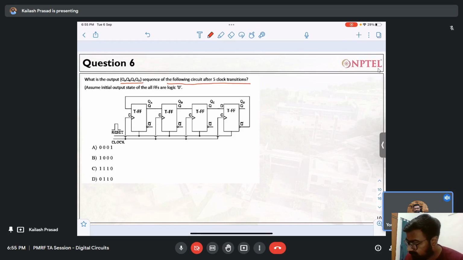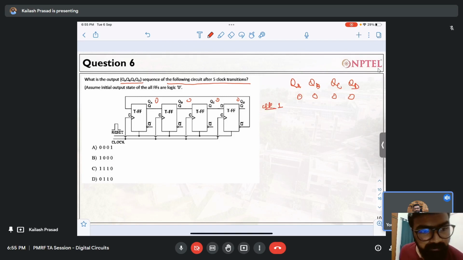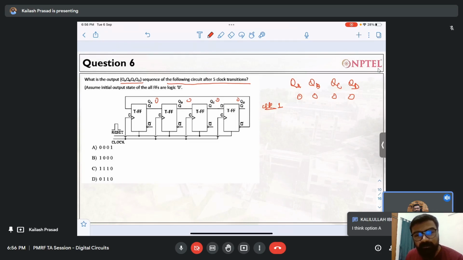So initially everything is 0 0 0, so QA is 0, QB, QC, and QD. Then I have the first clock. Anybody wants to answer what will happen? Ibrahim is saying that he thinks the answer will be A. What about other students?